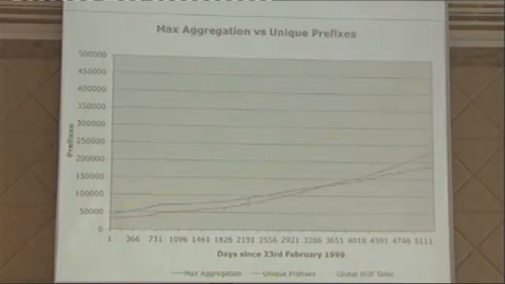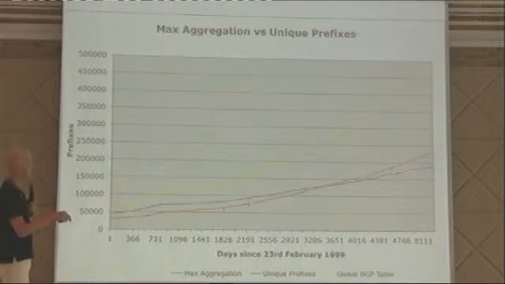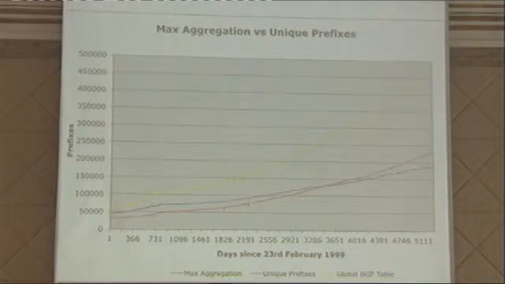Maximum aggregation versus unique prefixes. The yellow is the BGP table today. The blue line is where it would be if everybody aggregated as severely as they could. Notice how the aggregated BGP table is starting to tail off. That, again, is caused by the v4 runout, whereas the actual BGP table is getting steeper and steeper. So the prediction of an accelerating v4 BGP table seems to be coming to pass.